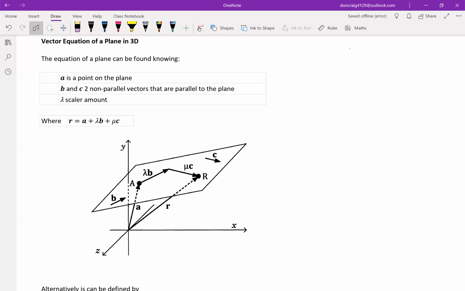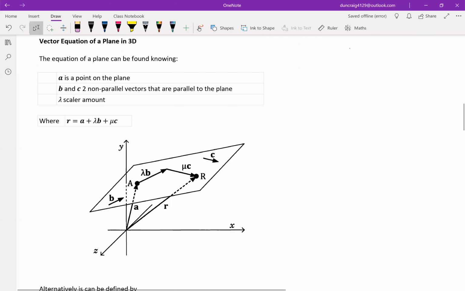And you can see that in the diagram there. You've got two vectors B and C, which are parallel to the plane. You've got lambda amount of B, mu amount of C, and vector A, that's your starting position on the plane there. And so you can then come up with the equation of a plane.